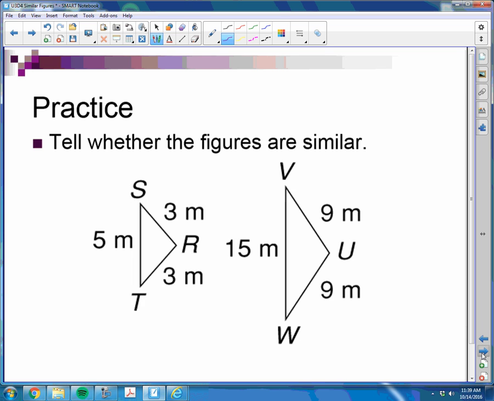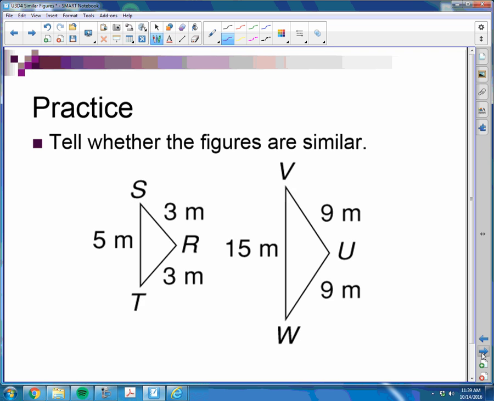Someone tell me if these are similar, and I want an explanation as to why. Alex? Yes, because 5 times 3 equals 15, 3 times 3 equals 9. That's exactly right. You can check scale factor, right? How could you set up a proportion to prove it? How can you set up a proportion, Brendan? For just one side or all of them? Well, it doesn't matter. Let's just set up one.